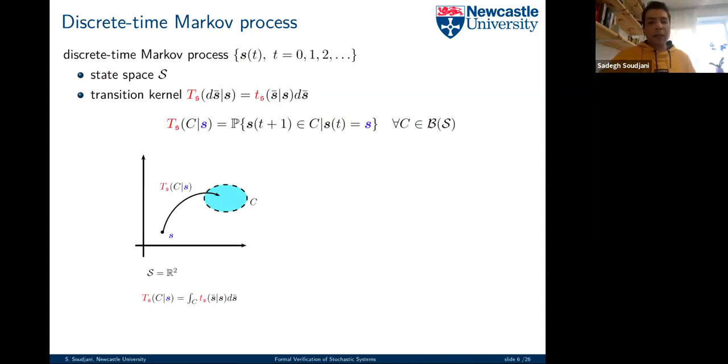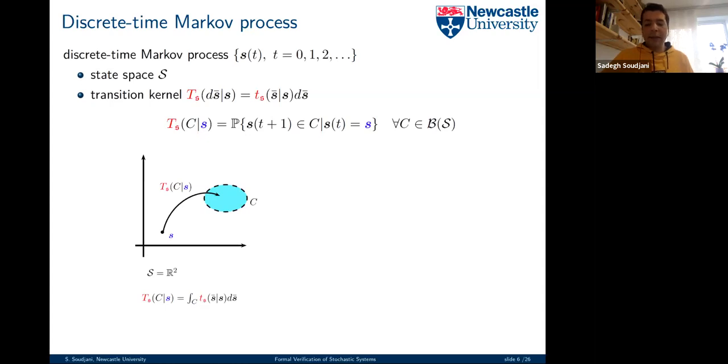Okay, so to make it a bit more visible, assume that the state space is a two-dimensional Euclidean domain. So you have the current state s. For any measurable subset of the state space, you have the probability of jumping to it in the next time step, and the probability is given by the transition kernel. And if you have a density function, you integrate the density function over the set C to obtain the probability associated to that set.